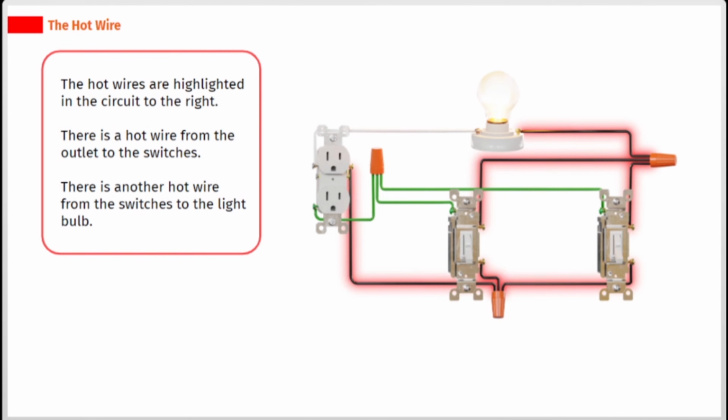The hot wires are highlighted in the circuit to the right. There is a hot wire from the outlet to the switches. There is another hot wire from the switches to the light bulb.